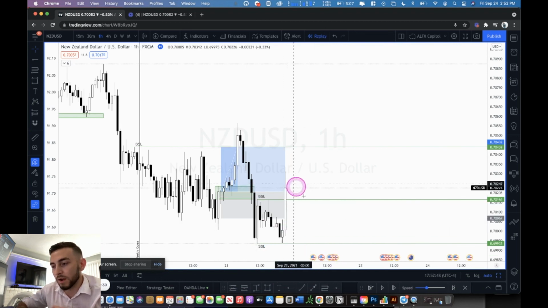So keep watching what price is doing. Another reason why I wouldn't take a buy position here is I don't like adding positions when I have resting liquidity going against my position.